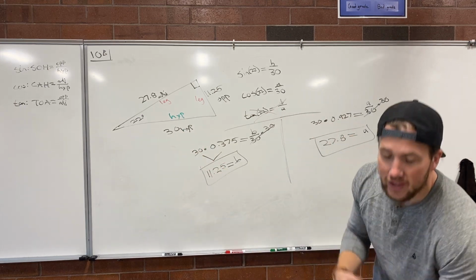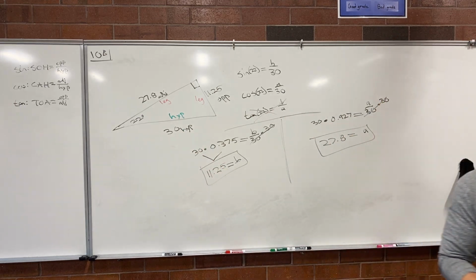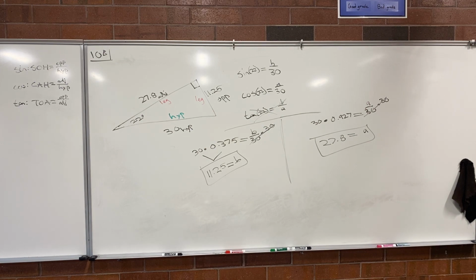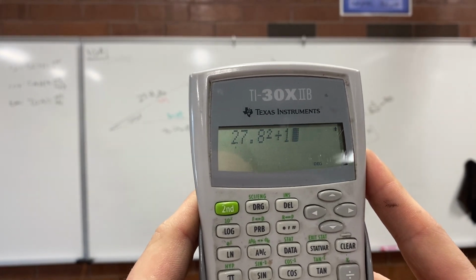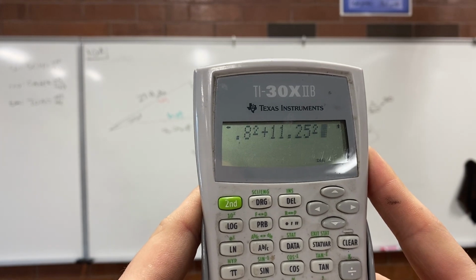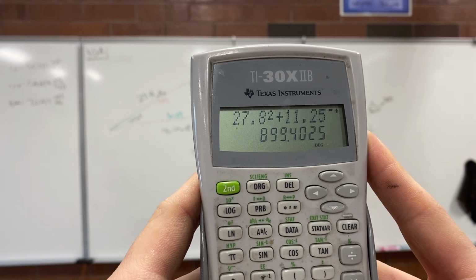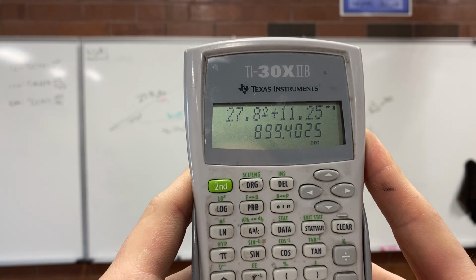So in my calculator, that's how I'm going to double check that I did everything correctly. You guys don't need to do this, but it's always good to have something to check your work with. So I'm going to do the 2 legs, so we'll go 27.8 in my calculator, squared, plus 11.25 squared, and that gives me 899.4, which is about 900, okay?